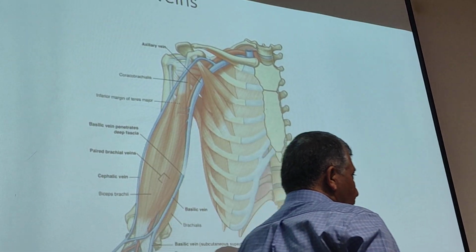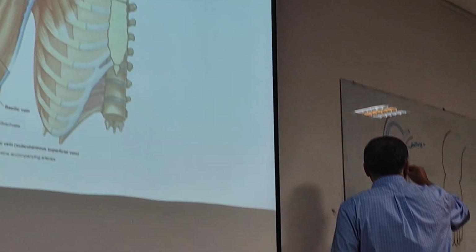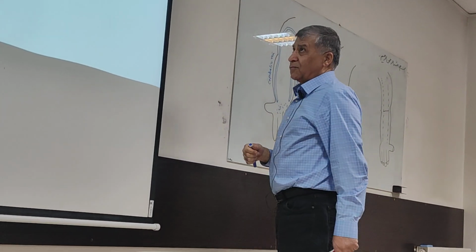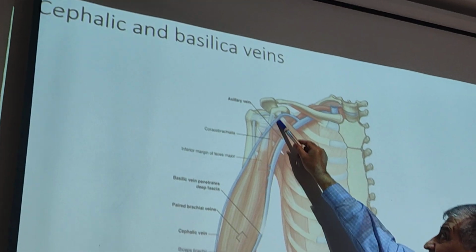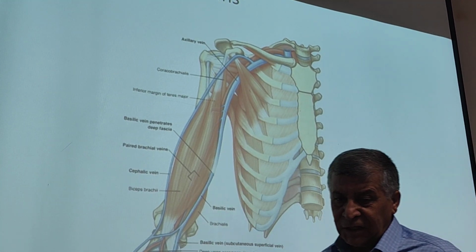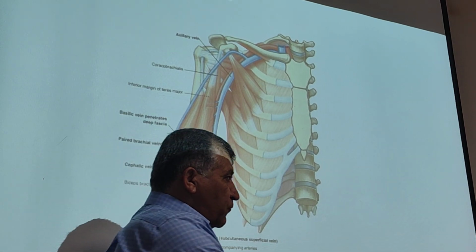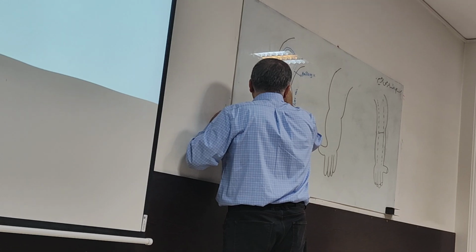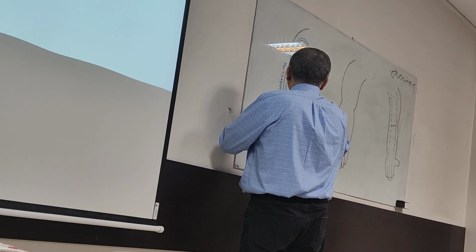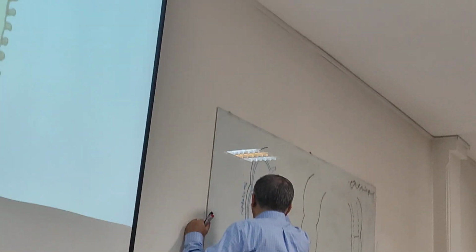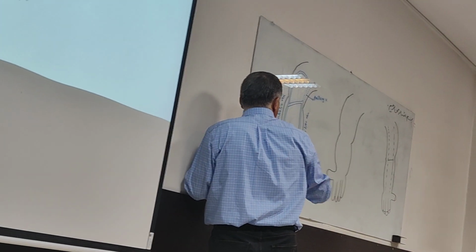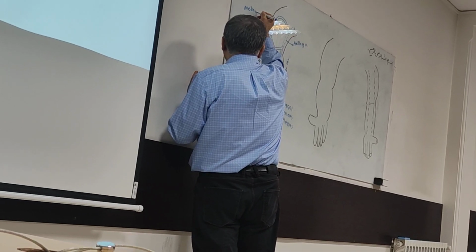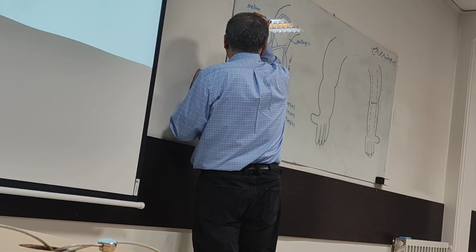Okay? The cephalic vein drains into the axillary vein. In front of the elbow, the cephalic vein connects to the basilic vein. This vein is called the median cubital vein.